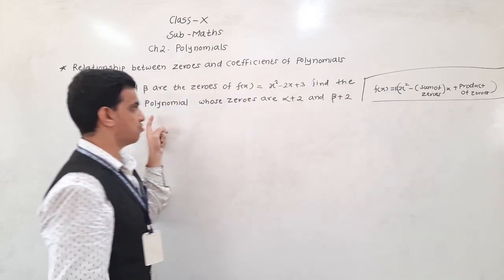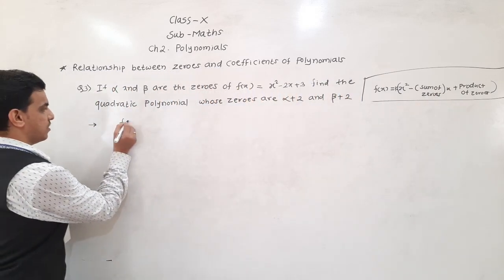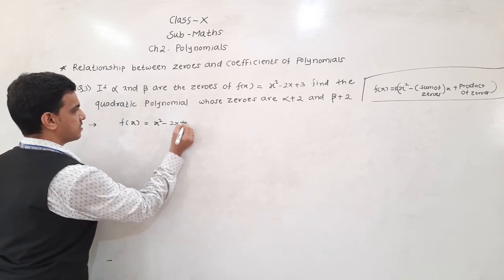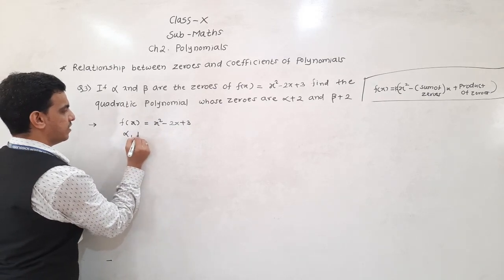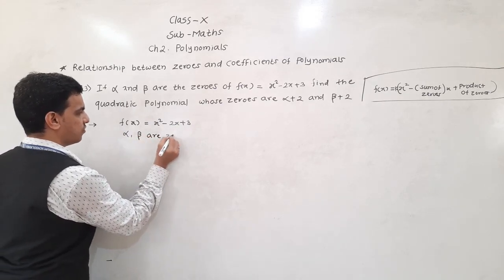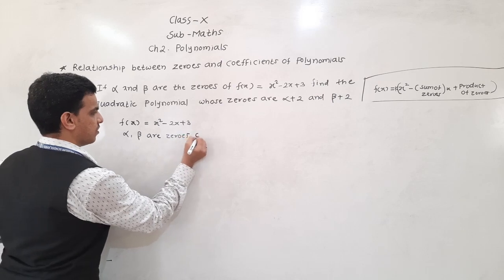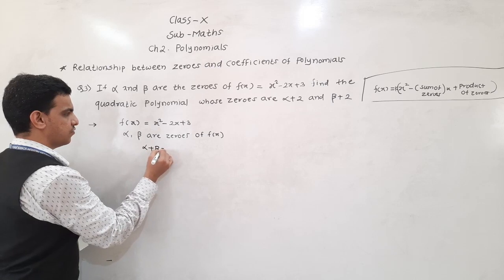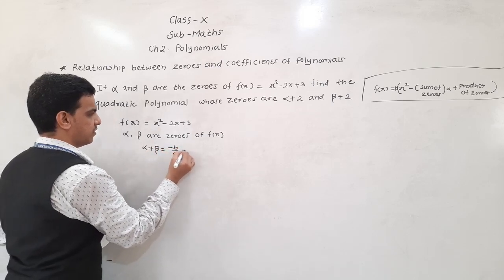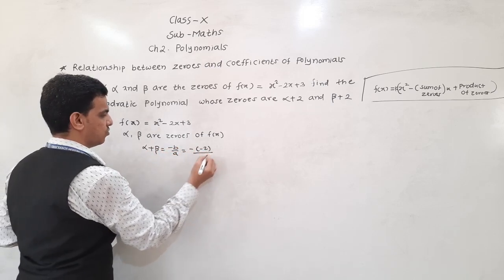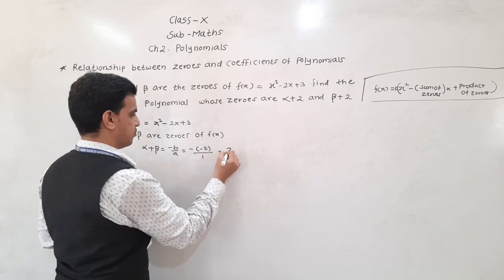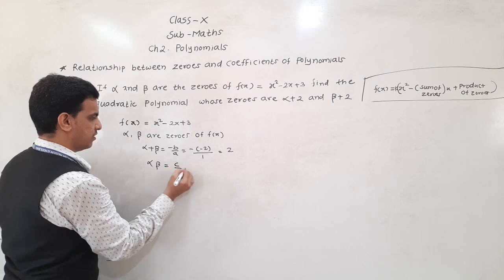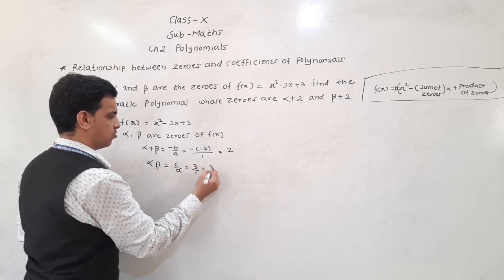Okay, so first, what is given: the quadratic polynomial is x square minus 2x plus 3, and alpha and beta are zeros of f of x. So we can find alpha plus beta is equal to minus b by a, that is the minus of minus 2 upon 1, that is 2, and alpha into beta is equal to c by a, that is 3 by 1. So 3.